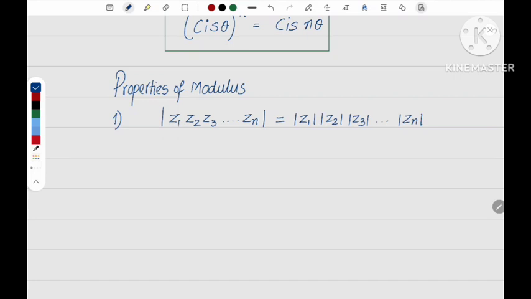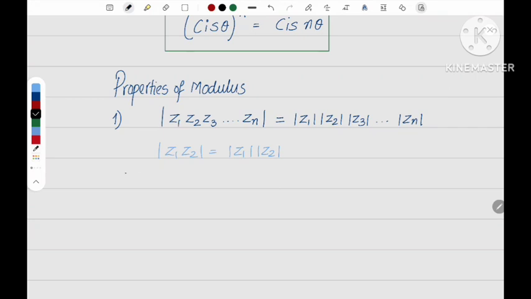See, if I have 5 complex numbers and if I multiply them, then the modulus of that multiplication will be equal to multiplication of respective modulus of complex numbers. I can take this to prove it, but I will not take it for n complex numbers. I will take it for 2 complex numbers. So mod of z1 z2, I will prove this to be equal to mod z1 mod z2. This I will prove.